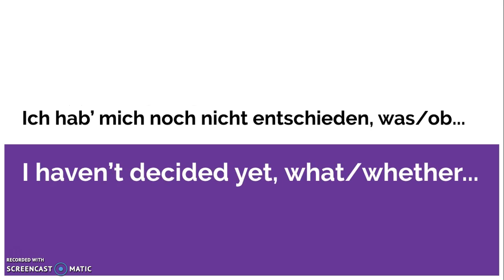Ich habe mich noch nicht entschieden, was, ob. Alright, so this phrase is a little different. So they're saying, I haven't decided yet. And then they give you two options. You can either say, I have not yet decided what, or I haven't yet decided whether. And then obviously you're going to come up with your own phrase there, or write something given by the publisher or me or whomever. But when you're using was or ob in a clause to start it, you need to make sure that your verb goes to the end.